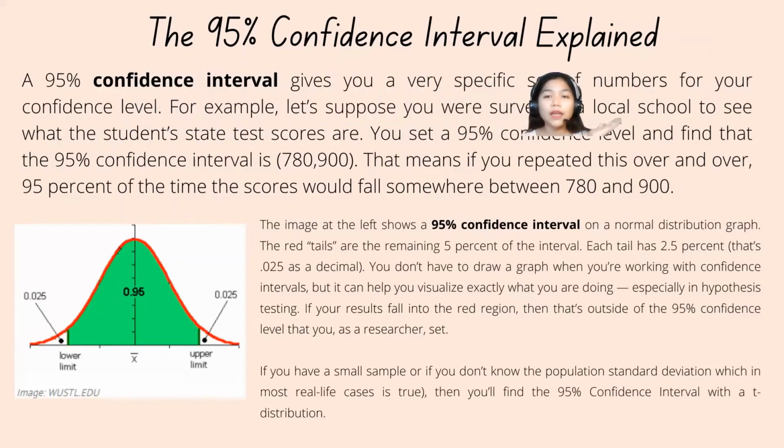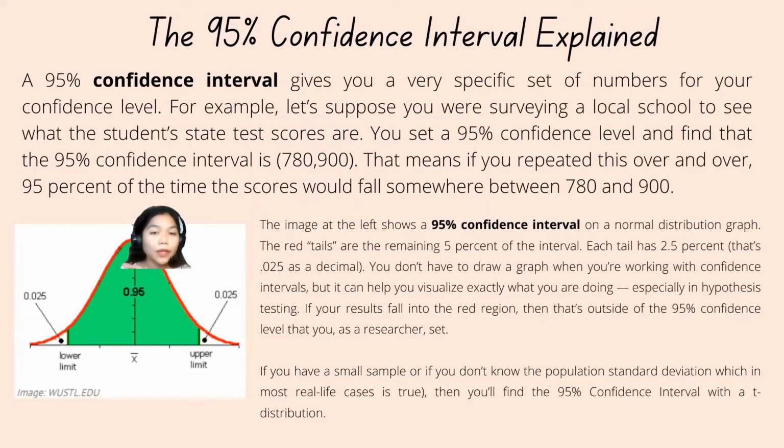Suppose you were surveying a local school to see what the students' state test scores are. You set a 95% confidence level and find that the 95% confidence interval is 780 up to 900. That means if you repeated this over and over again, 95% of the time, the scores would fall within the confidence interval 780 and 900. The image at my left side, which may not be the left side for you, shows a 95% confidence interval on a normal distribution graph.